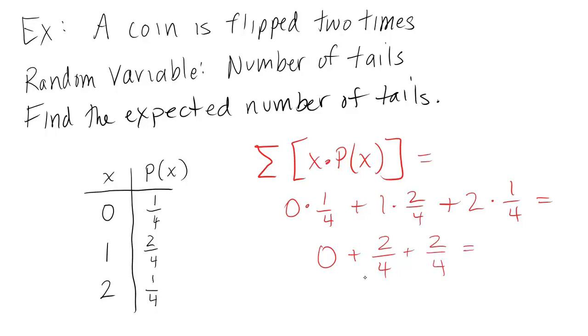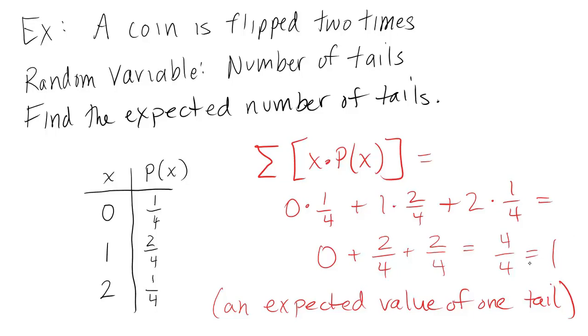Because I chose not to reduce, I'm guaranteed to have a common denominator, so I can add all these together. 0 plus 2/4 plus 2/4 is 4/4. And that gives us an answer of 1. That corresponds to an expected value of 1 tail.